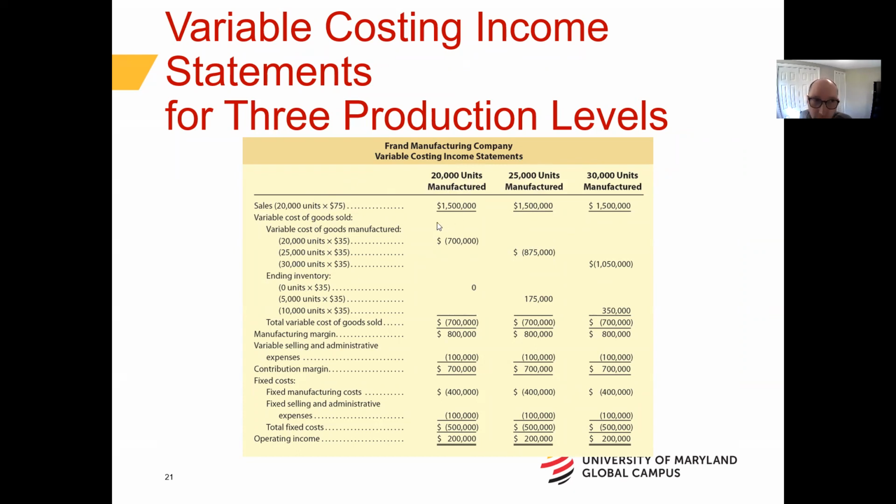Here's where it gets a little different. Under the variable costing model, we only take into consideration the variable cost of goods manufactured. Remember, variable cost of goods manufactured includes direct materials, direct labor, and variable factory overhead. So $35 variable cost per unit, 20,000 units, that's 700,000. If we made 25,000 units, that's 875,000. Minus ending inventory. Under proposal 1, there was no ending inventory. Under proposal 2, I have 5,000 units in the ending inventory, so 175,000 at $35 per unit.